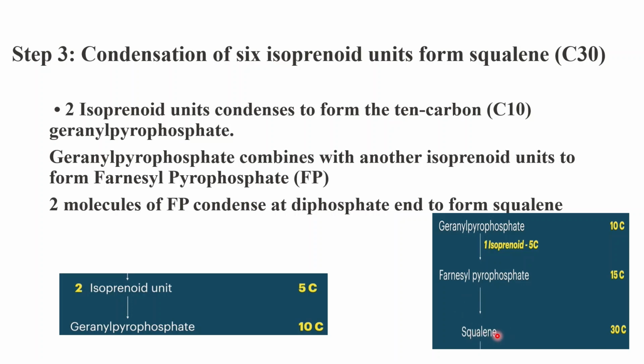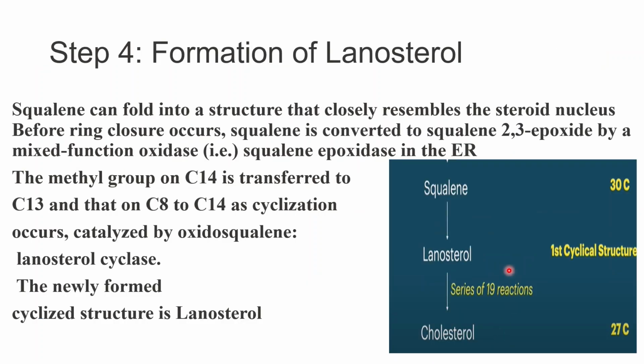Then what happens? The methyl group on C14 is transferred to C13, and that from C8 to C14 as cyclization occurs, and this is catalyzed by oxidosqualene lanosterol cyclase. So the newly formed cyclized structure is lanosterol. These are the steps by which lanosterol is formed from squalene. It's the cyclical structure, a 30 carbon moiety. Lanosterol is an intermediate which is formed between squalene and cholesterol.